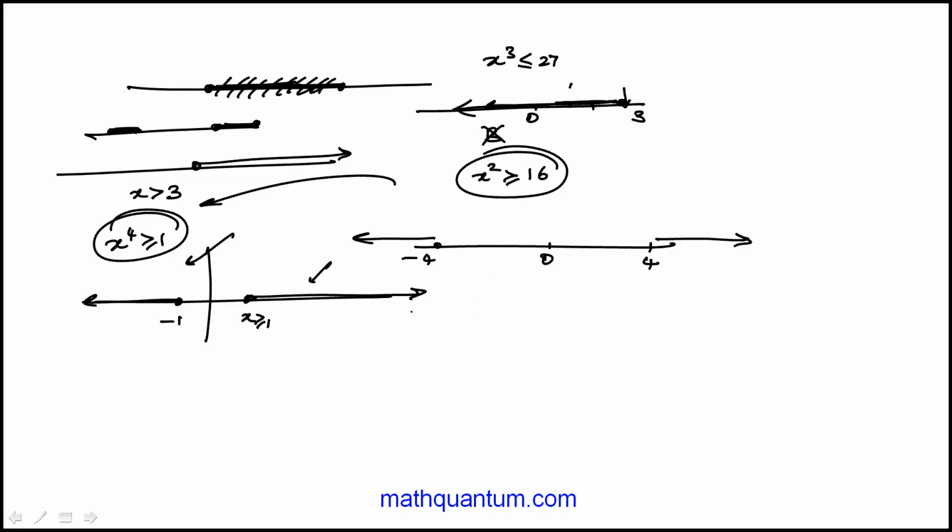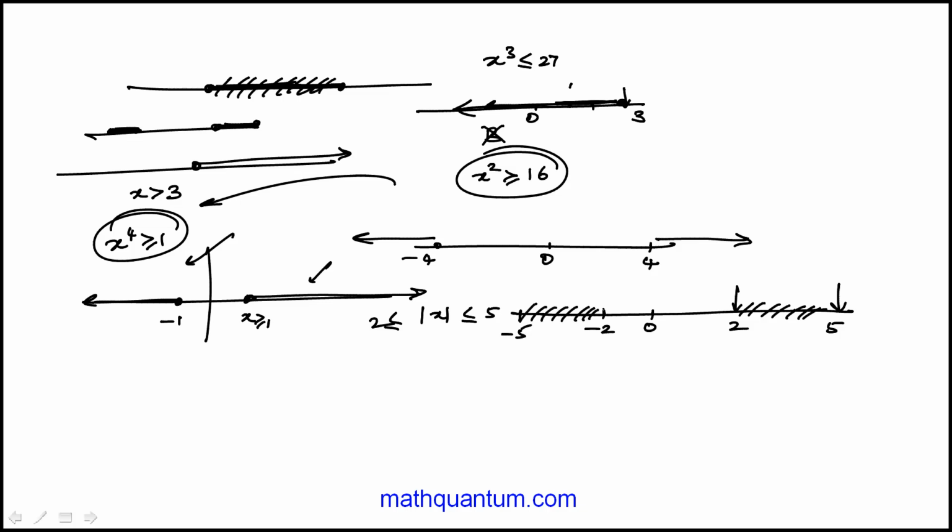And then finally we have choice D. Absolute value of x is between 2 and 5. So this is going to be numbers that are between 2 and 5. All of these will satisfy this, but then so would minus 2 to minus 5 also satisfy. So again, we have two segments that are both of finite length. So that one is out.